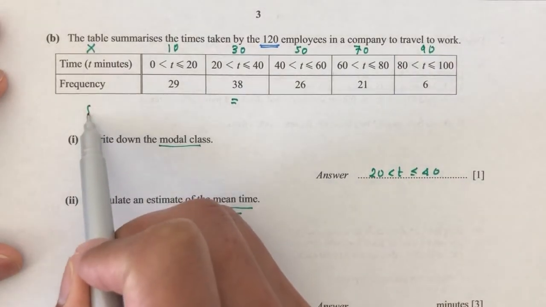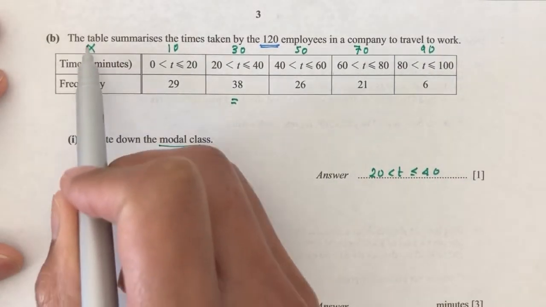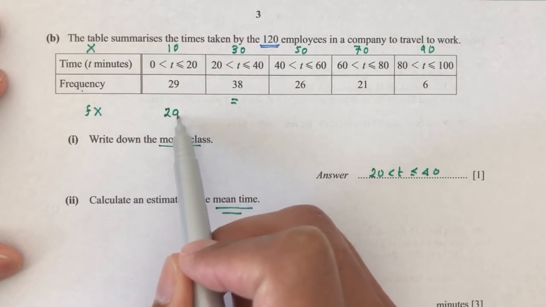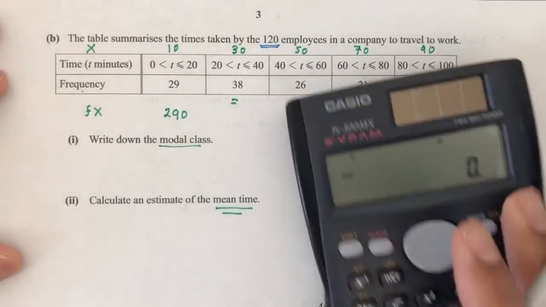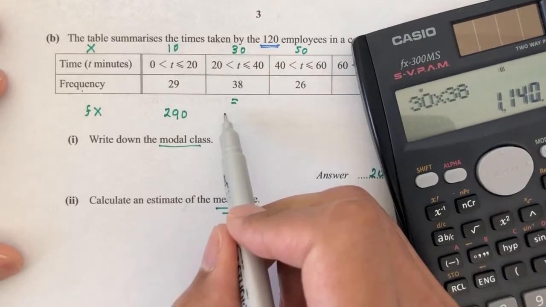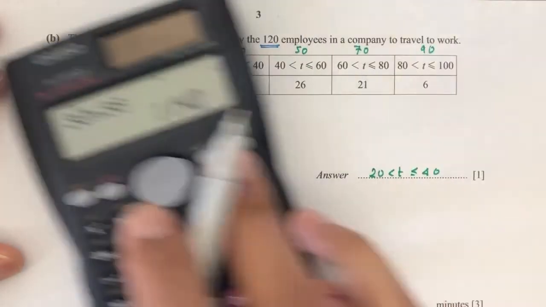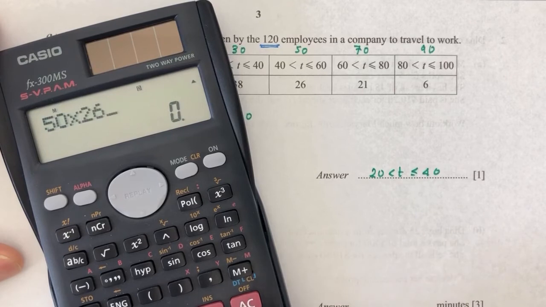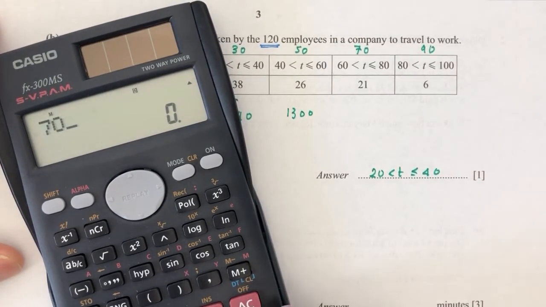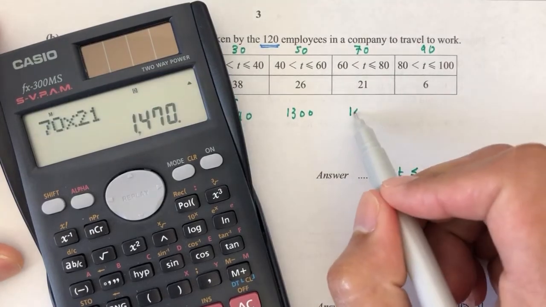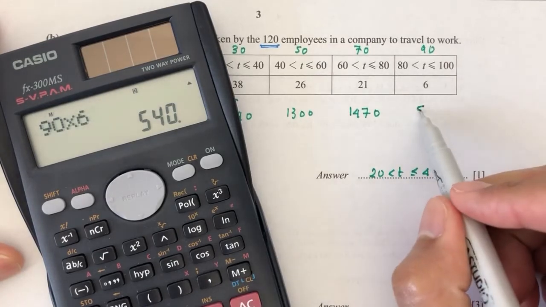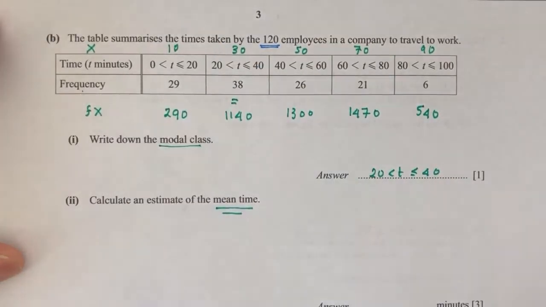So, and then we have to find the value of fx. f is frequency times x. This will be 290. So you can use your calculator here. 30 times 38, that will be 1140. Then we have 50 times 26, 1300. 70 times 21, 1470. 90 times 6, that will be 540. So this is the value for fx.